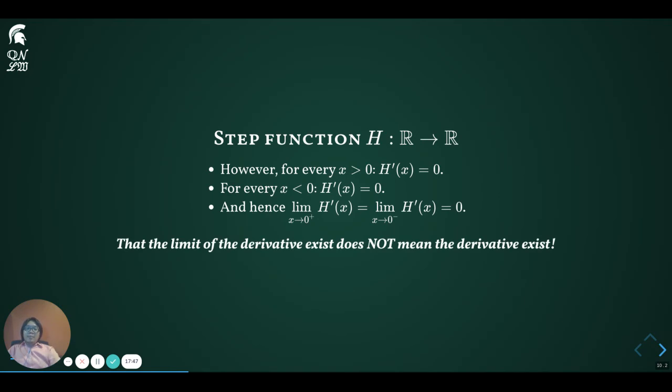And so we have an important lesson in this example: that the limit of the derivative exists does not mean the derivative itself exists. This function h is not differentiable at 0. However, it is differentiable at points that are not 0, and the limit of the derivative as we approach 0 converges.